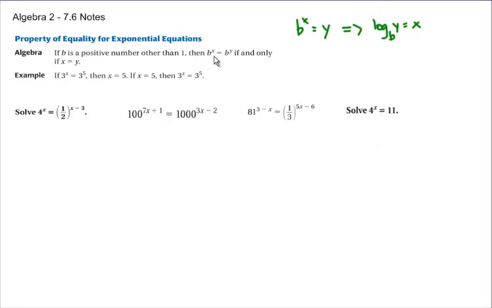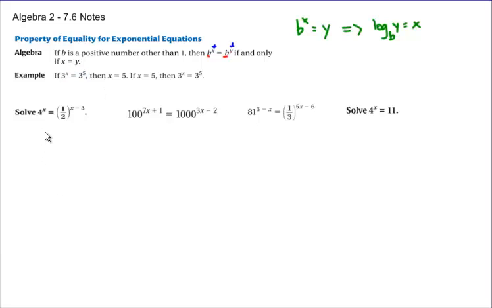The other thing that we want to pay attention to is we want these bases to be the same. And if the bases are the same and there's an equal sign in there, then we can set the two exponents equal to each other. So the example they give us here is if I have 3 to the x equals 3 to the 5th, then I can set this exponent equal to this exponent. In other words, x equals 5. And that's the only way that it's going to work.